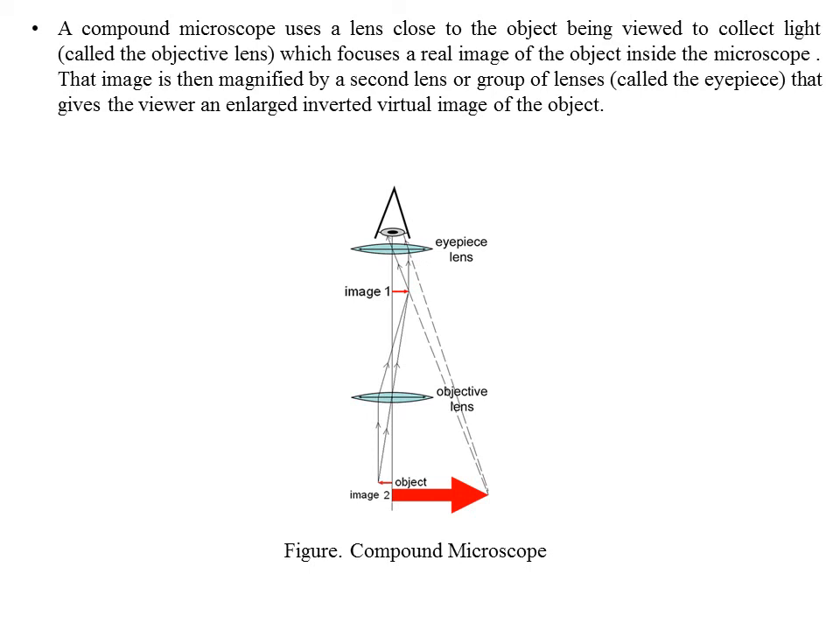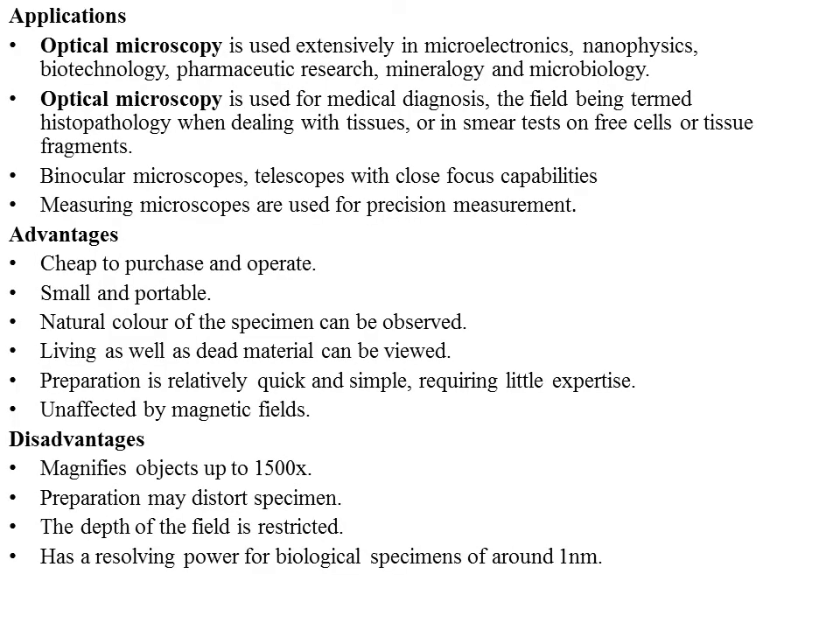Objective lens is used to focus a real image of the object inside the microscope, whereas the eyepiece will produce the enlarged inverted virtual image of the object which the observer can see. Let us discuss what are the applications of this optical microscope.